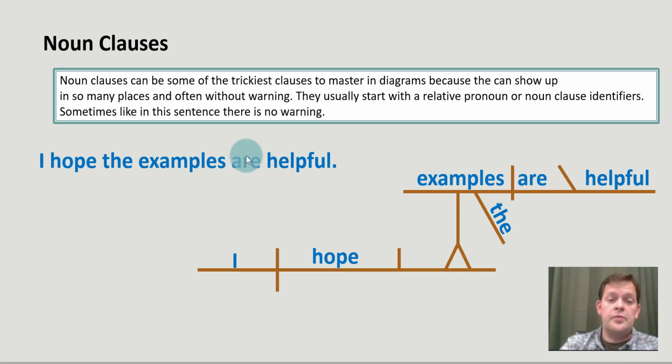So here I hope the examples are helpful. "The examples are helpful" is a noun clause. "I hope." "Hope" is your verb, "I" is your subject. And you ask, I hope what, right? And you do have a direct object. But in this case, the direct object is a noun clause.